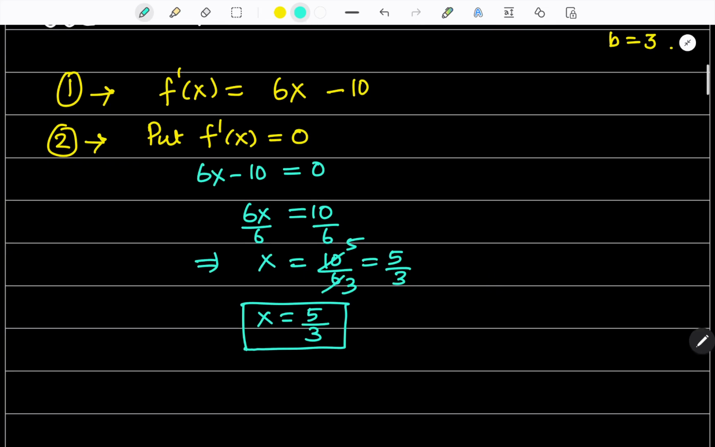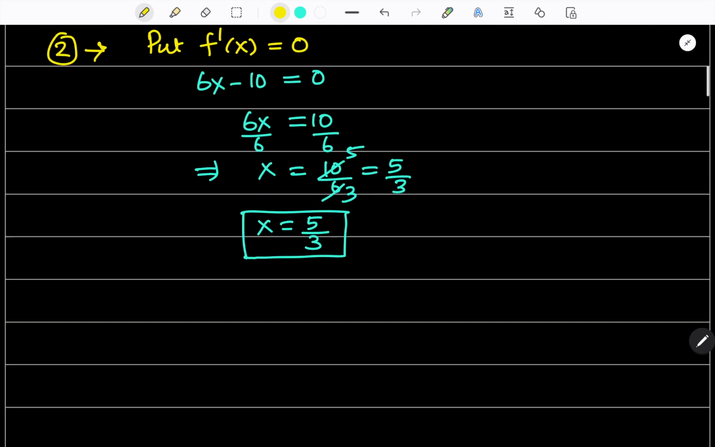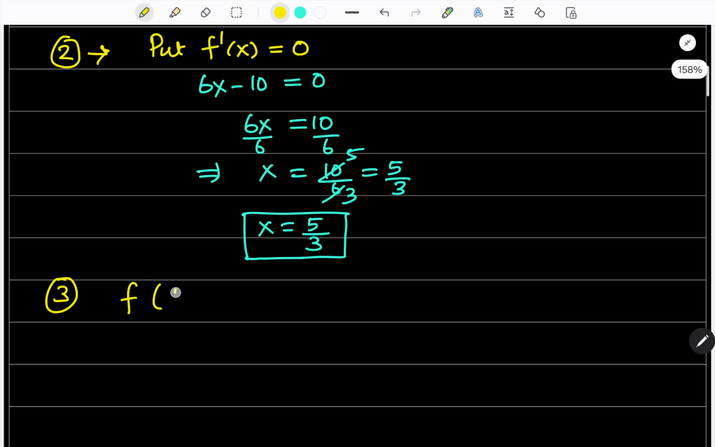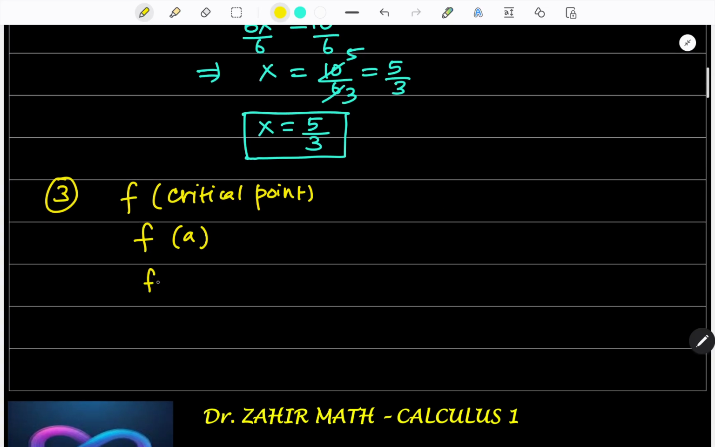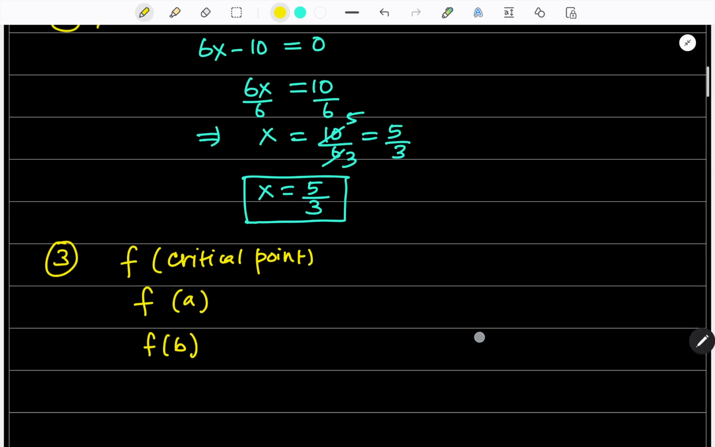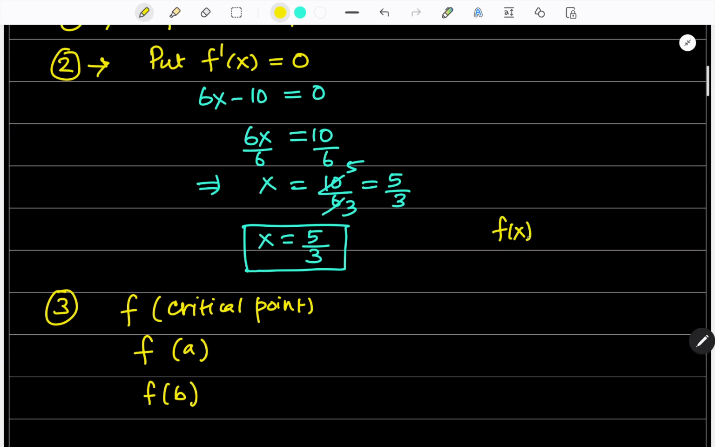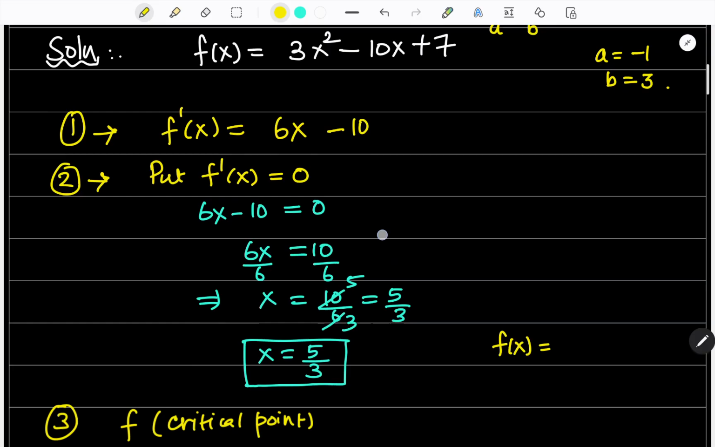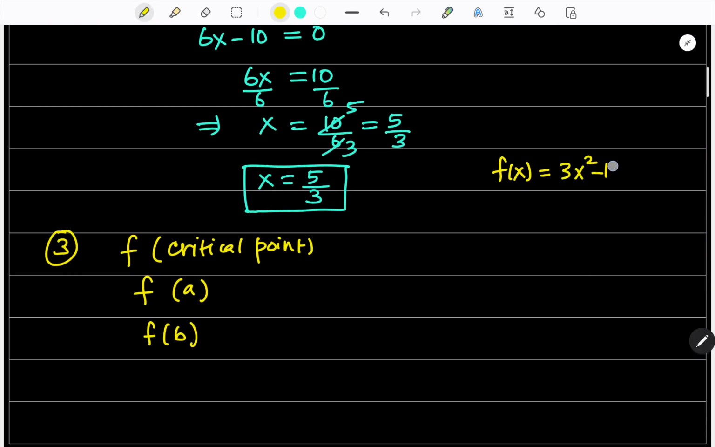What is step number 3? Step number 3 is f of the critical points, and f of A and f of B. What do you mean by this? Your f of x is the question: 3x squared minus 10x plus 7. So you are going to find f of the critical point. What is your critical point? 5 by 3.